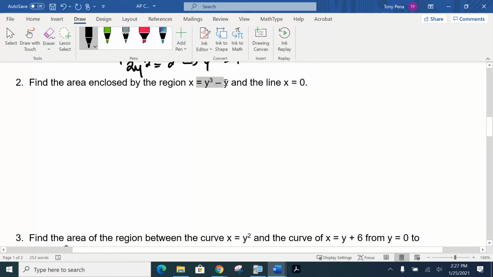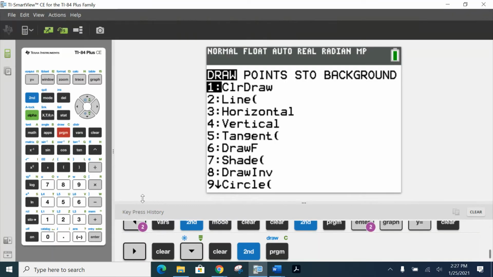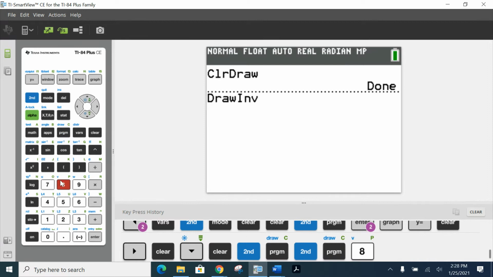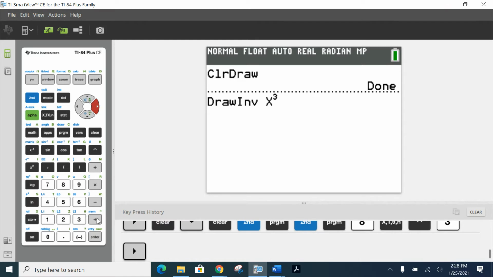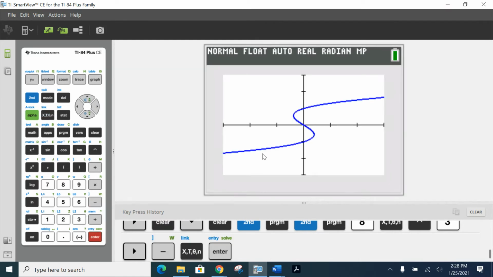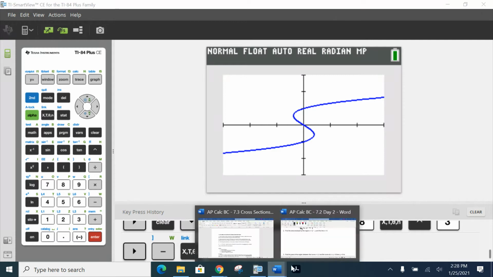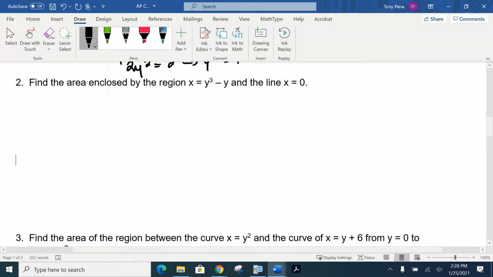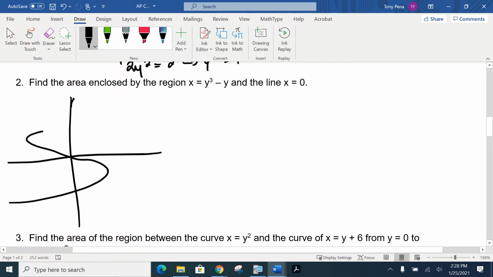So for this one, we're going to graph x equals y cubed minus y. The way we graph those is with the draw option. So second program, you hit number 8 down here, draw the inverse, and then that was y cubed minus y. Then you'll hit enter, and that's what the graph is going to look like. So that's what I'm going to put on our paper. It looks like this.